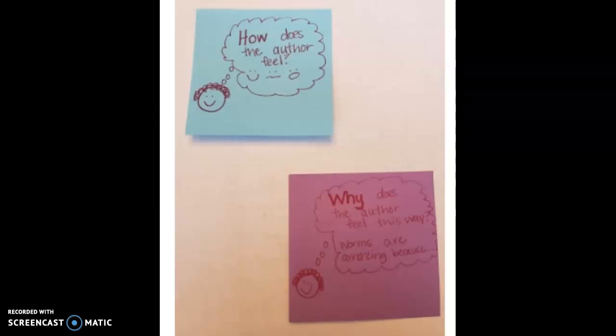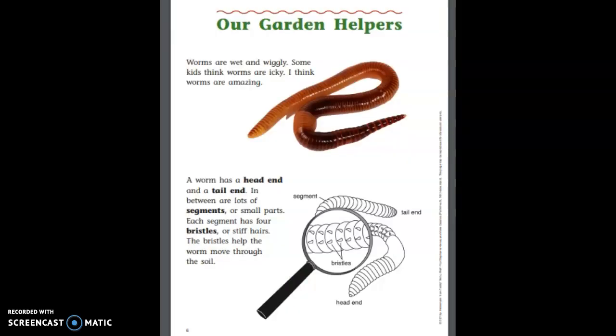One way we can do this is by noticing how the author feels about the topic. Then, we'll look for a part that tells us why the author feels this way. This will help us to have a better understanding of what the author wants to inform us about a specific topic. Let's try this out with this text called Our Garden Helpers.